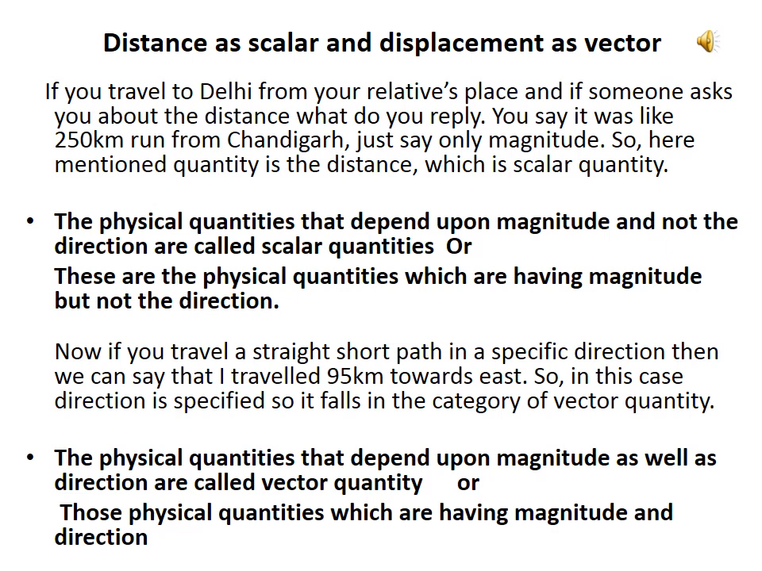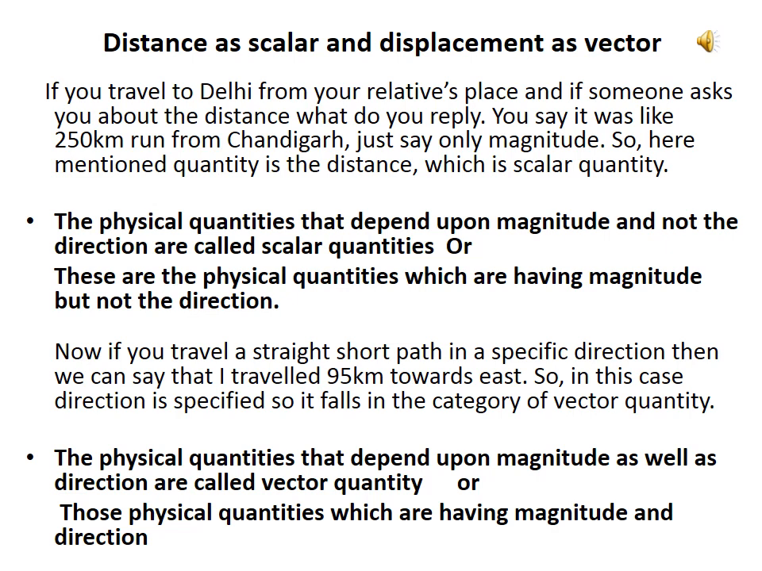How can we define scalar quantities? The quantities that depend upon magnitude and not direction are called scalar quantities, or those physical quantities which have magnitude but not direction. Now, if you travel a straight short path in a specified direction, then you can say you traveled 95 kilometers towards east. In this case the direction is specified. So displacement falls in the category of vector quantity.